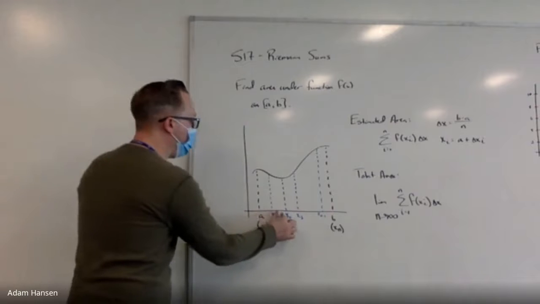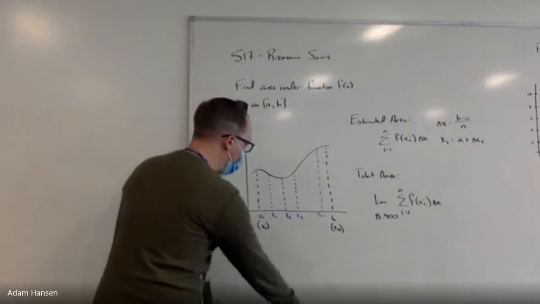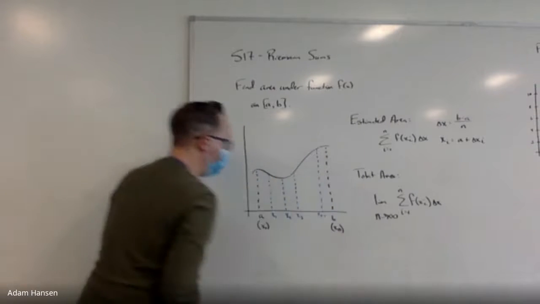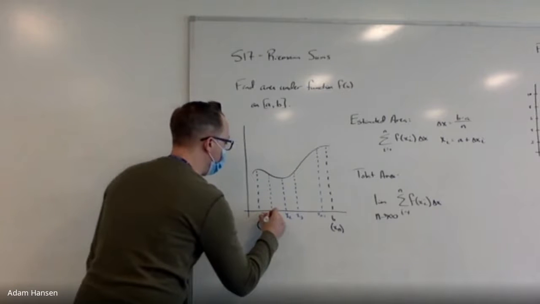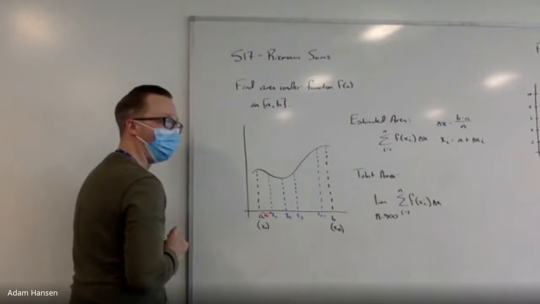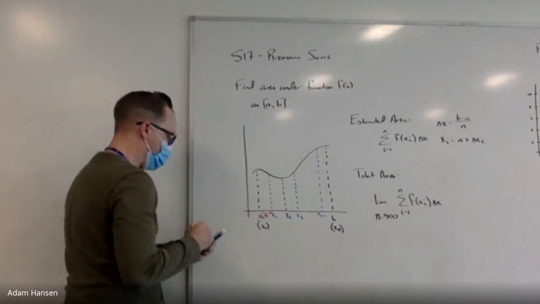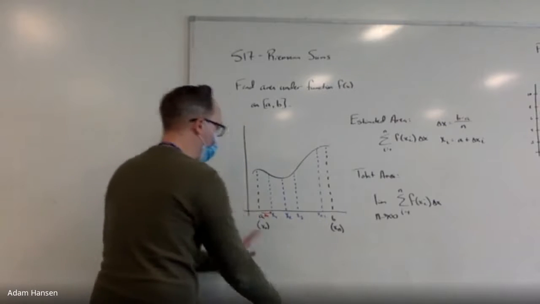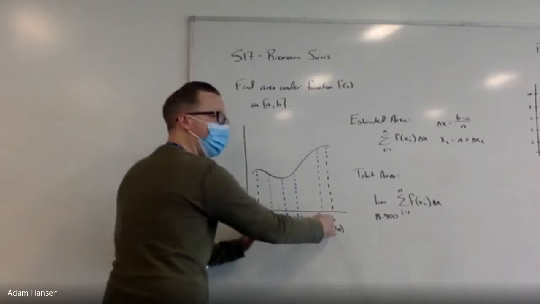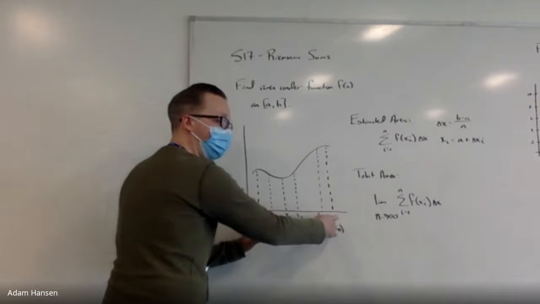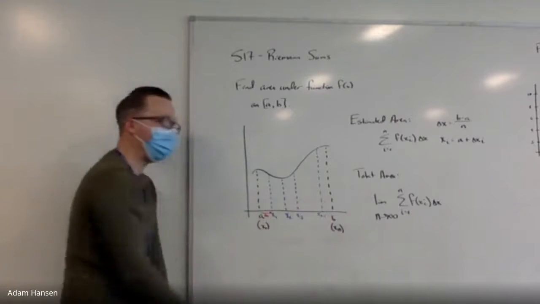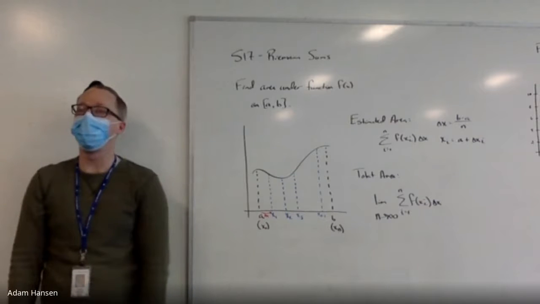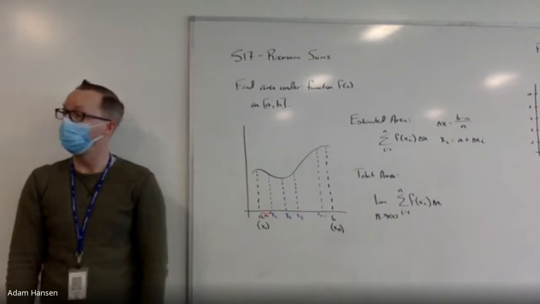The width of each of these portions, the change in x I have to add on to go from one partition to the next, is given by delta x, or change in x. If I break up the total interval from a to b, the difference in b and a should tell me how far it is from a to b. I'm going to divide that difference into n total pieces, n total partitions.